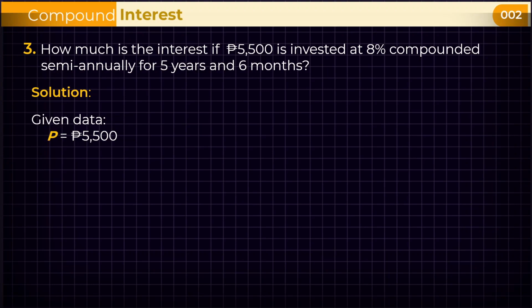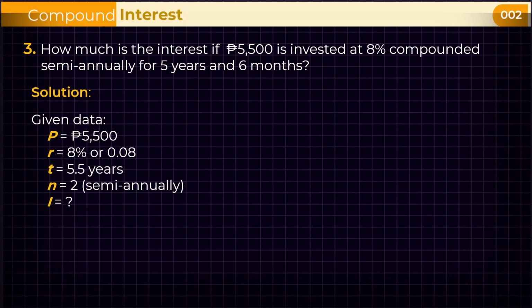5,500 represents the present value P. R is 8%, or that is 0.08 in decimal. 5.5 years for our time, and N is semi-annually, therefore it's equal to 2. And so we look for I, and at the same time we also look for A. But we cannot find I unless we are able to find A first.